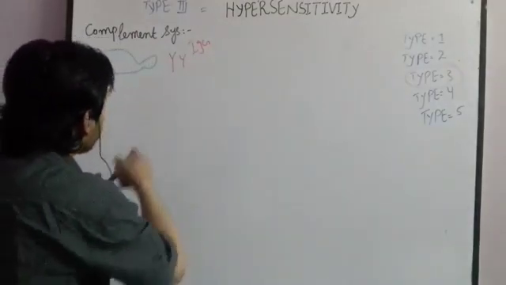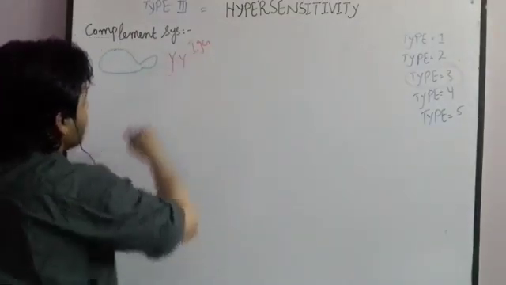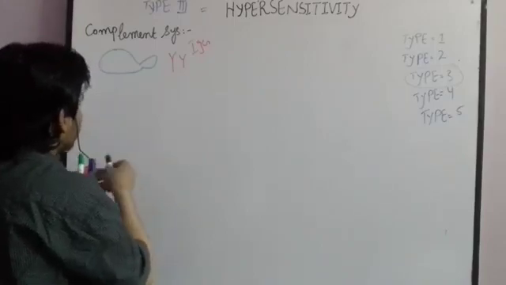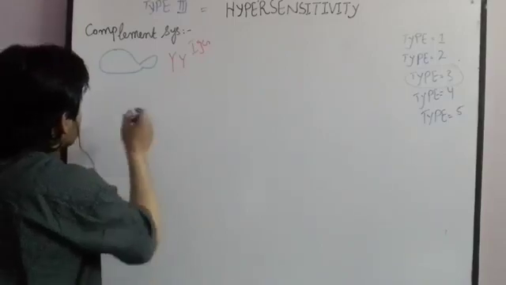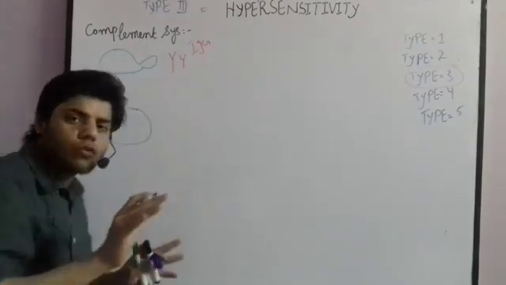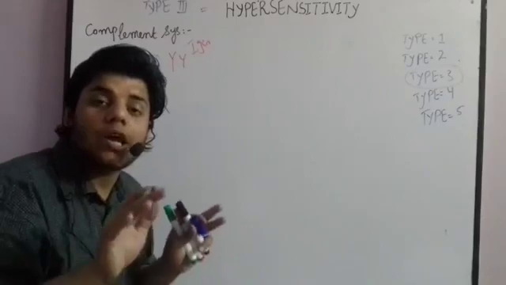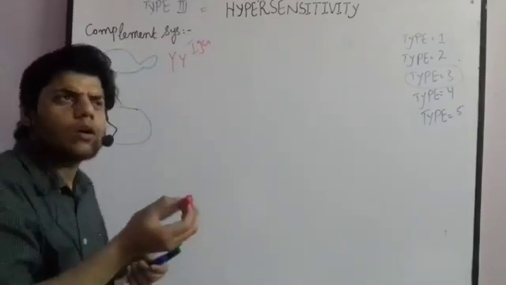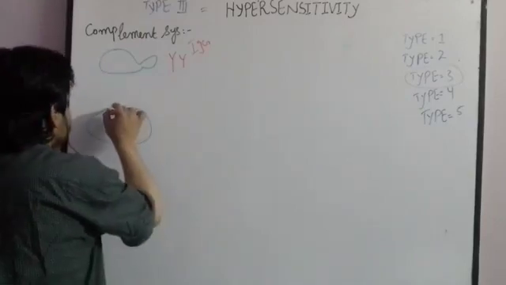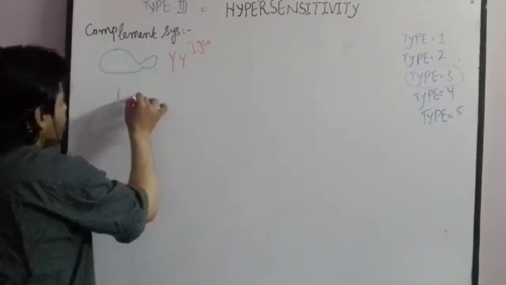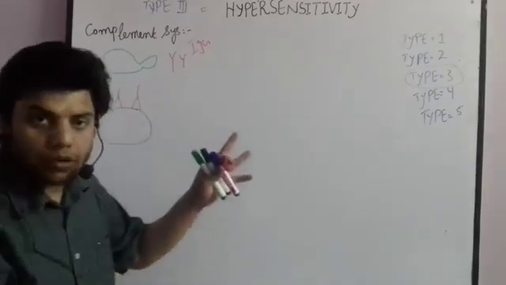So first of all, what actually happens: let's suppose we have a bacterial cell also. Let's suppose this is our bacterial cell. First of all, two IgG antibodies will sit here. Not only two, I think two antibodies will sit here. So these two antibodies are IgG antibodies.